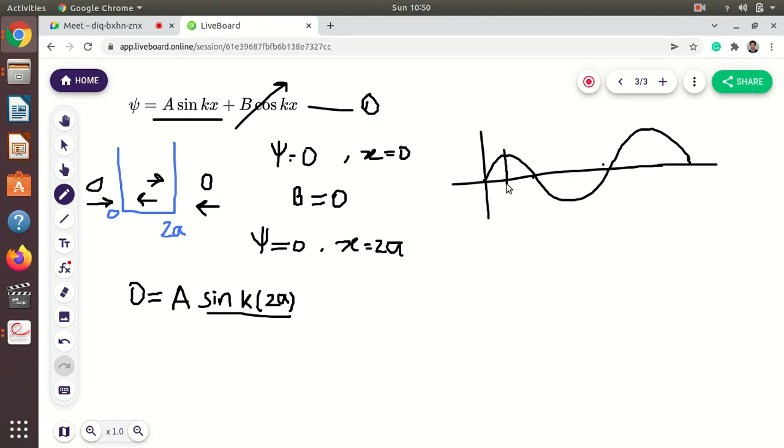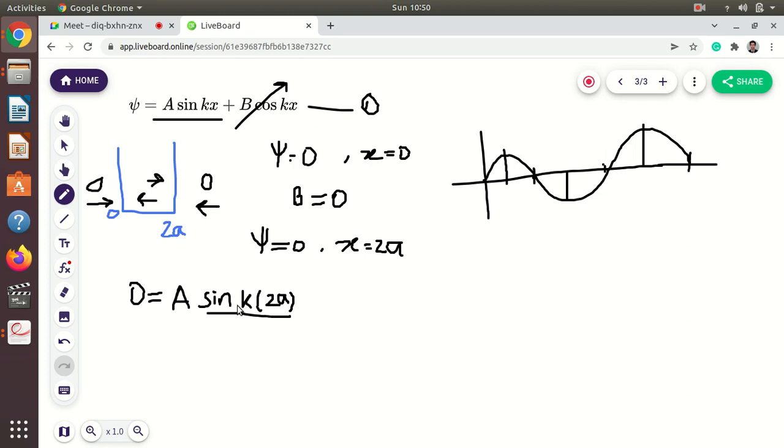So this is pi by 2. This is pi. This is 3 pi by 2. This is 2 pi. Okay. This is 5 pi by 2. 3 pi. So at 0, pi, 2 pi, 3 pi, 4 pi, the value of the sine function becomes 0. So what we will do, if this is 2n pi, not 2n pi, just n pi, any n pi.